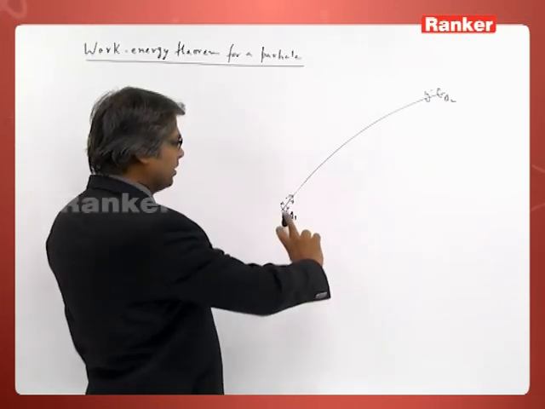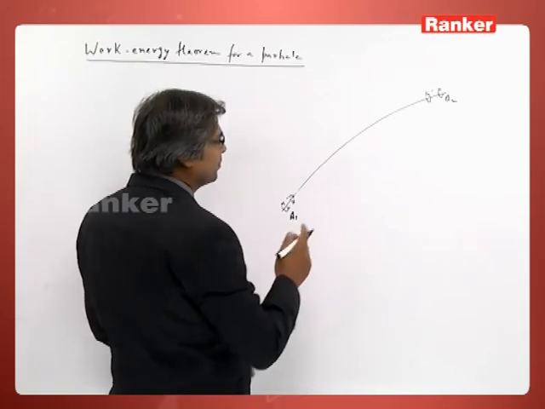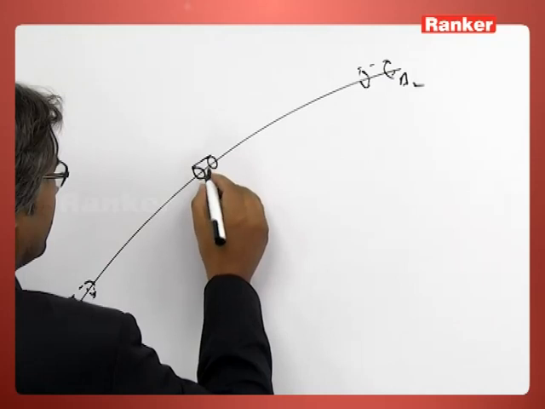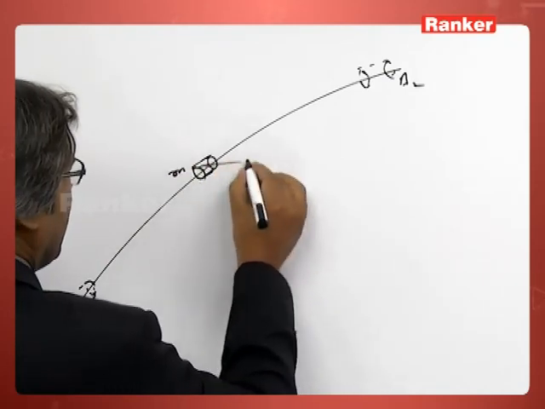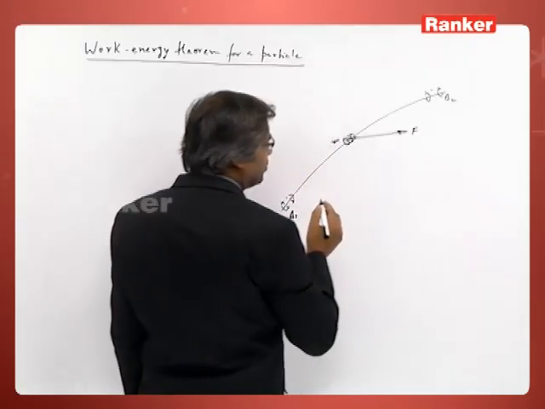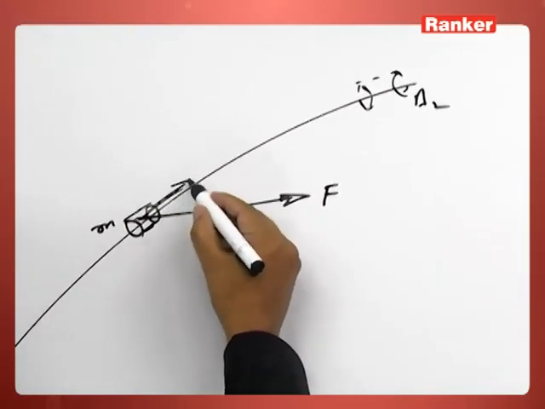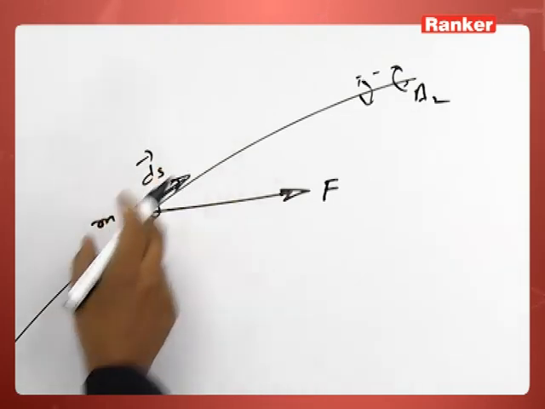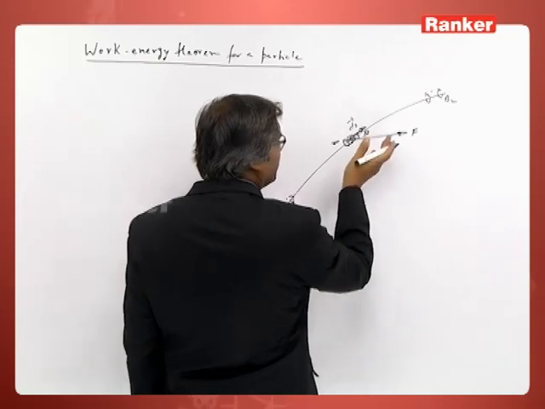In terms of radius vector, I can say R1 to R2. This position is A1 and A2. In the intermediate position here, the collar is here. This has a mass M and is acted upon by a force F. Now you see this force F displaces it along ds. This is the ds vector, the displacement vector, and this angle is theta.